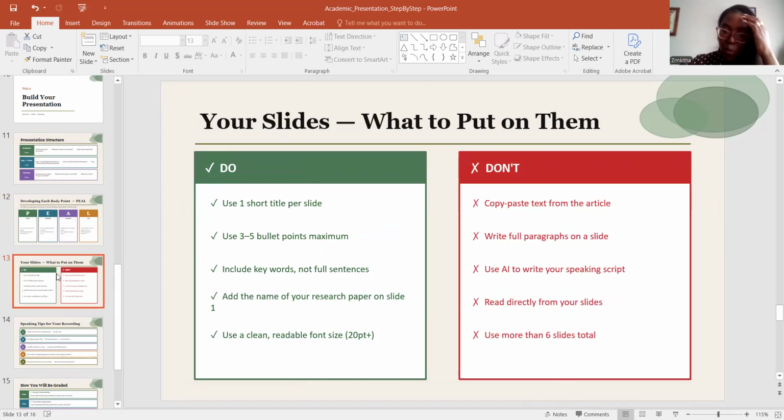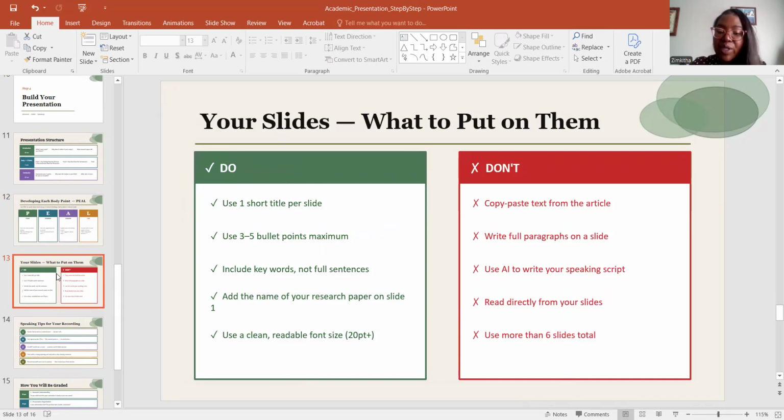Then your slides, what to put on them and what not to put on them, okay? Use a short title per slide. One of the things that I want to say is that with slides, you don't want to crowd them. They need to be easy on the eye, okay? They need to be very easy on the eye. You use 3 to 5 bullet points maximum. You include keywords, not full sentences.